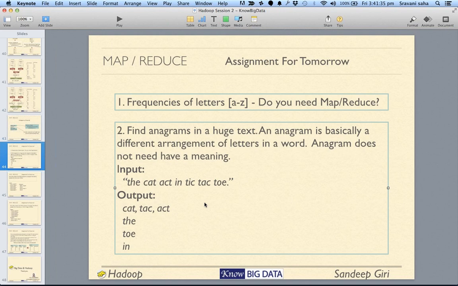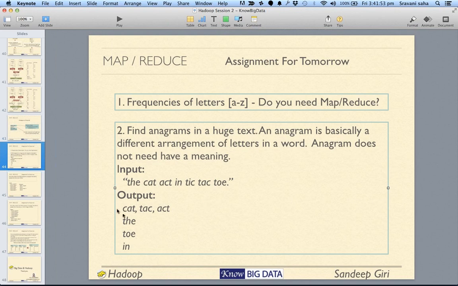So given a huge text, you have to find the words which are anagrams of each other. How will you do that? Find the anagrams of the words.